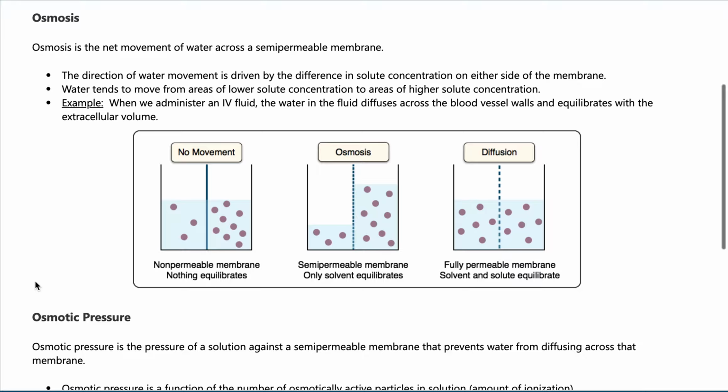with the extracellular volume. This is illustrated in the picture below, which shows that in a non-permeable membrane, nothing equilibrates. This is no movement. In the middle is osmosis, so this has a semi-permeable membrane where only solvent equilibrates. And then all the way to the right, there is a fully permeable membrane. This is where solvent and solute equilibrate, and this is diffusion.